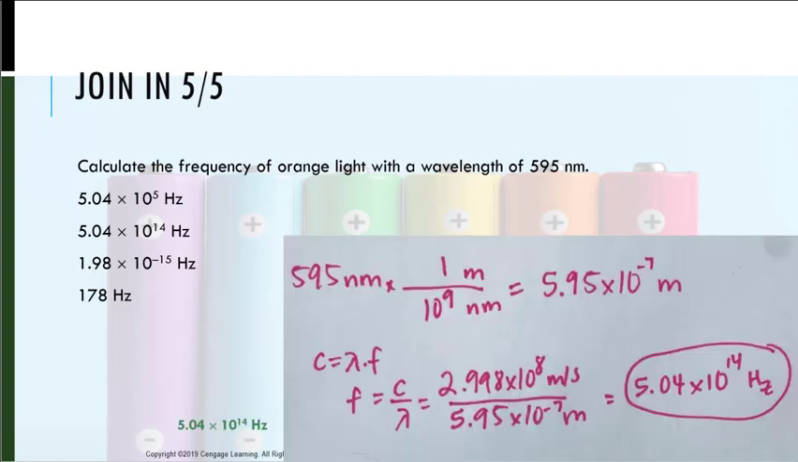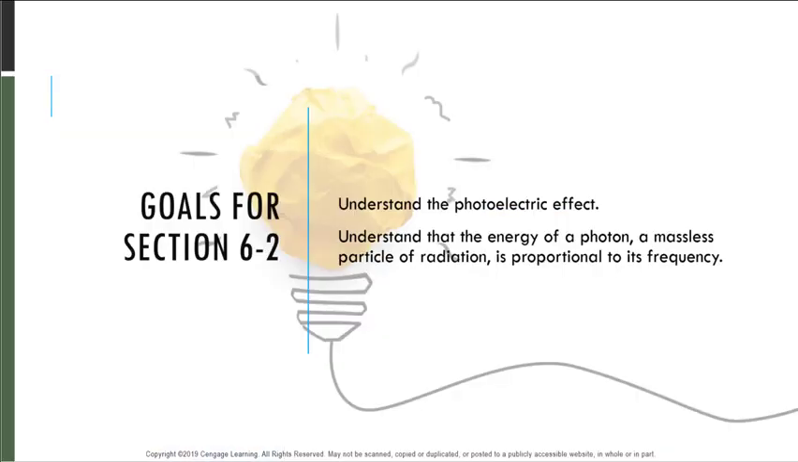Here's my work. I went from nanometers to meters, giving me 5.95 times 10 to the negative 7 meters. And then when I plugged it into my speed equals wavelength times frequency, solving for frequency is speed divided by wavelength. And that gave me 5.04 times 10 to the 14th hertz. And we're moving on to section 2.